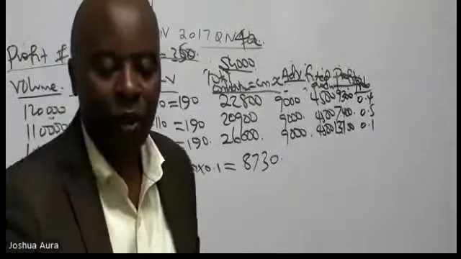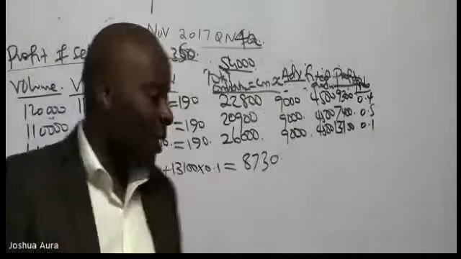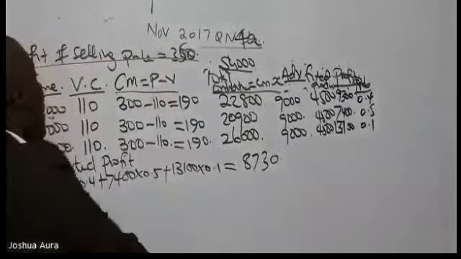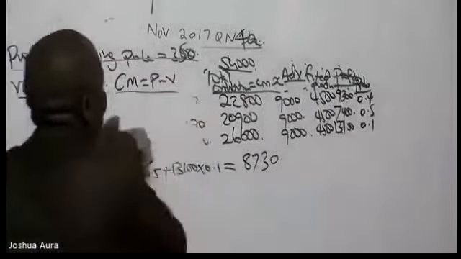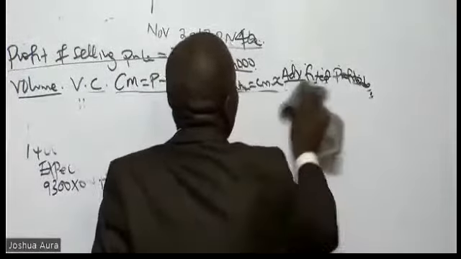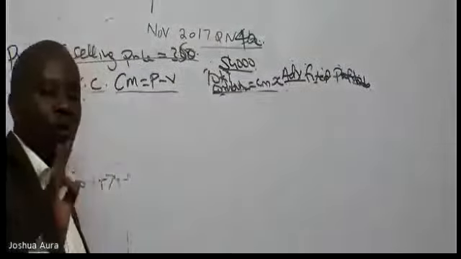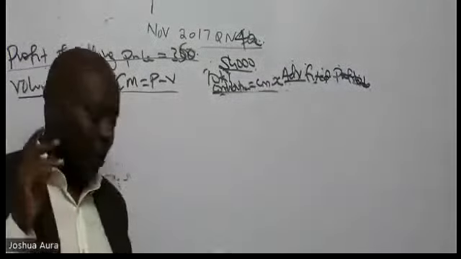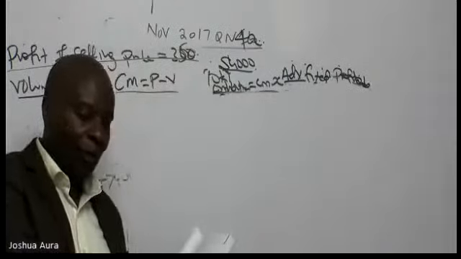Profitability analysis of the second price. So I'll still borrow this same table, same format, everything. But now remember, there were two prices, 300 and 350. So this time around, we're going to the second part of the table.